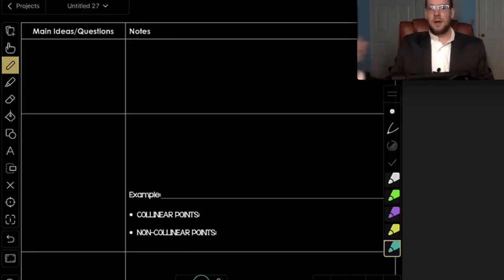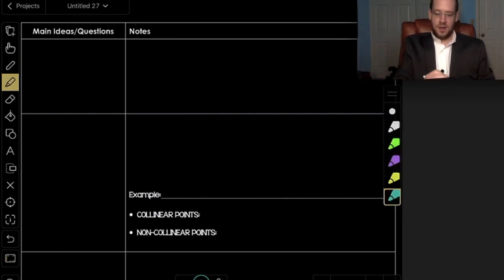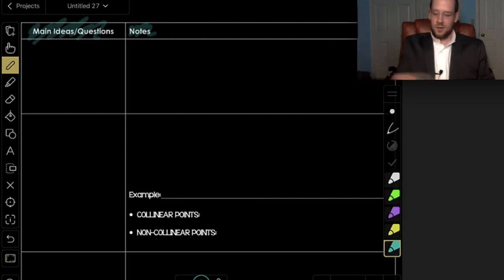Okay, so how I would set up my notebook if I were you is how I have it here. You'll notice that I have main ideas that I'm going to be writing over here, and then to the right of those main ideas are just notes about those things. And yeah, we'll go from there. So the first thing we're going to look at is a point. A point is just a dot.